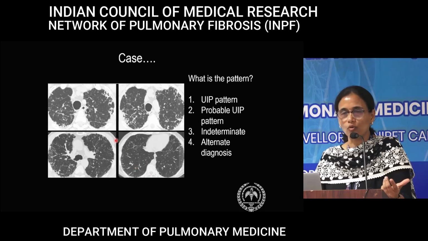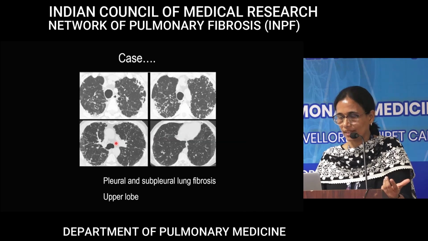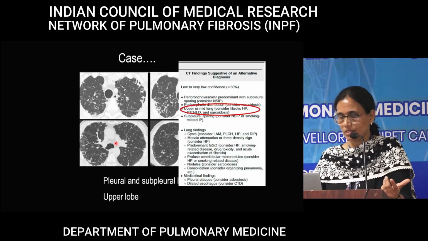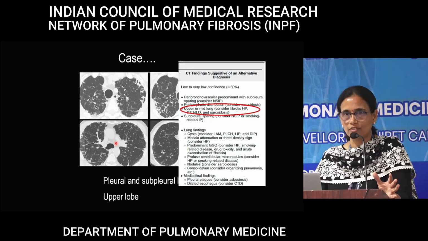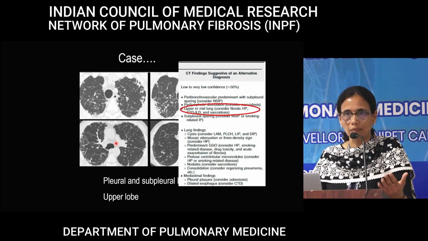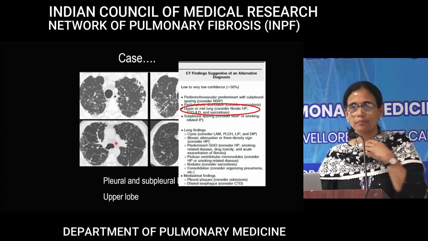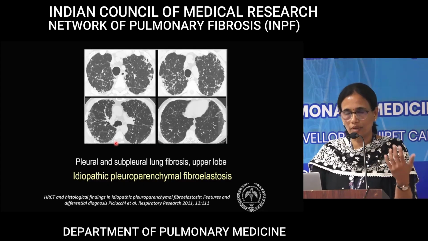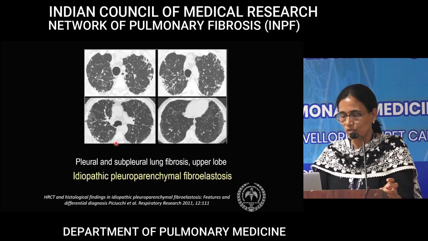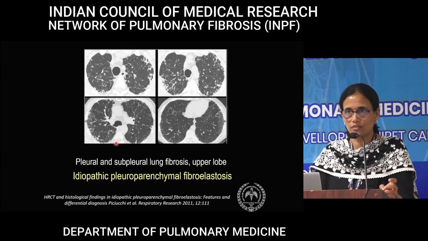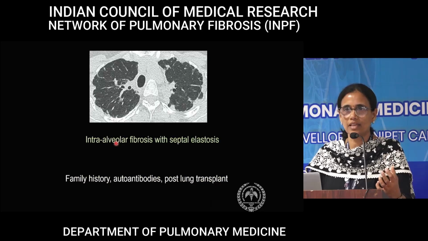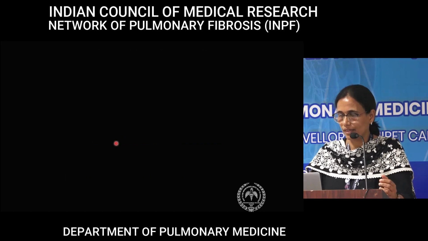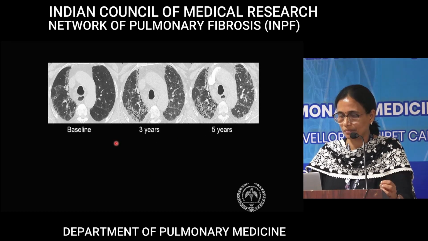Is it in the upper lobes or lower lobes? It's more in the upper lobes. And can you see the adjacent pleura is also showing thickening. So this is an example of pleuroparenchymal fibroelastosis. Again, it's alternate diagnosis mainly because it is the opposite pattern than UIP, where there is predominant upper lobe fibrosis here. So this was pleuroparenchymal fibroelastosis. So when we see fibrosis along with adjacent pleural thickening and predominant upper lobe involvement.